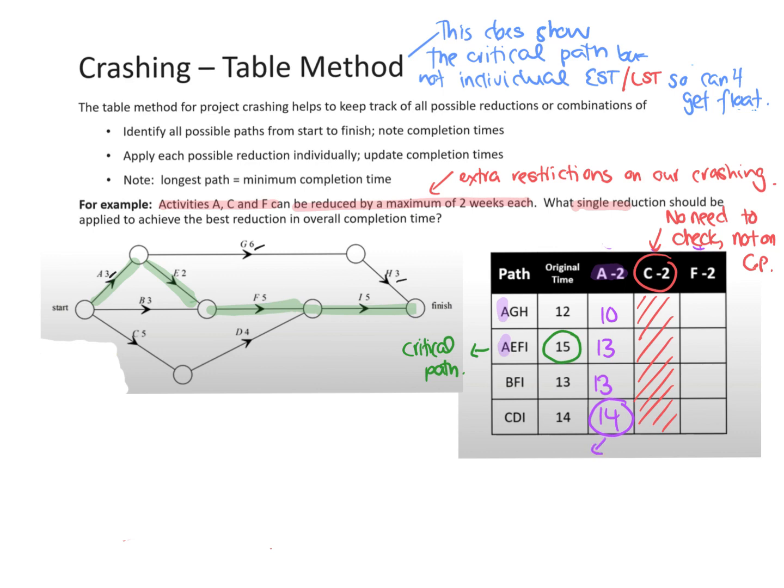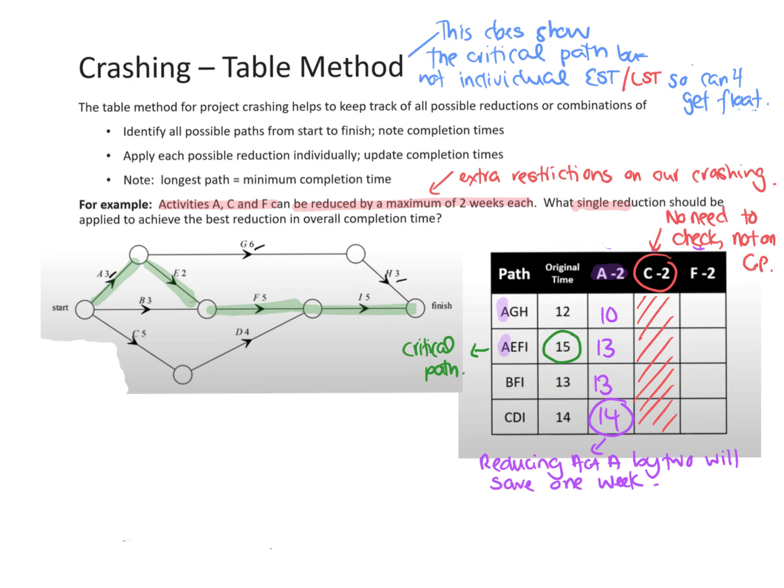So reducing activity A by 2 will save 1 week, because it went from 15 to 14, even though we took 2 away. So that's what we would save.